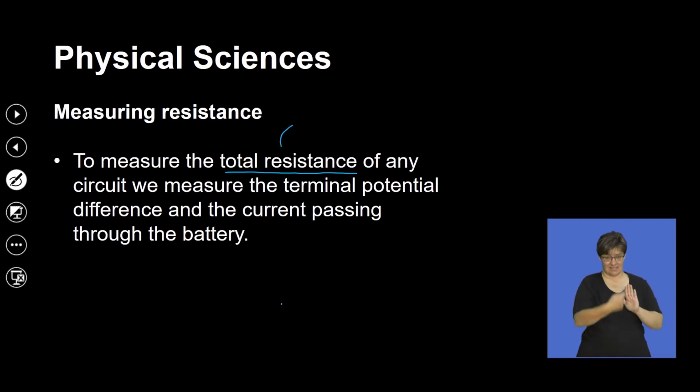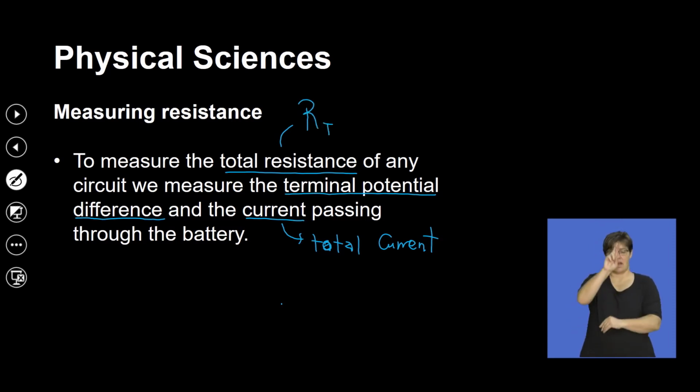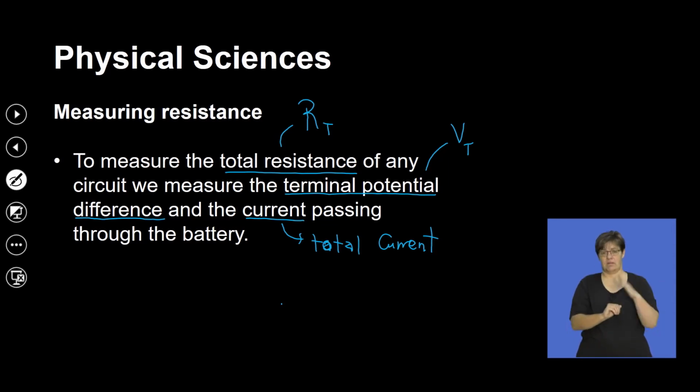Now to measure the total resistance, which will be our effective resistance in the circuit, we need an indication of the terminal potential difference. This is the voltage across the battery when there is current in the circuit. And we also need to know how much current passes through the battery. This is the total current in the circuit, because all the current will pass through the battery. So this is total resistance, which we abbreviate as R subscript T. If we have the terminal potential difference, which is the total voltage, and the total current, we are able to determine how much total resistance we have in a given circuit.